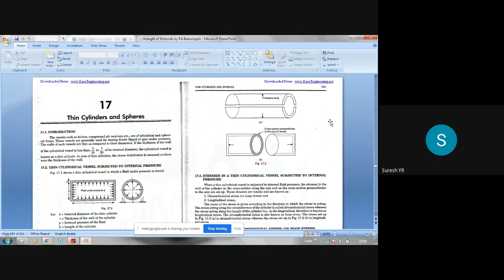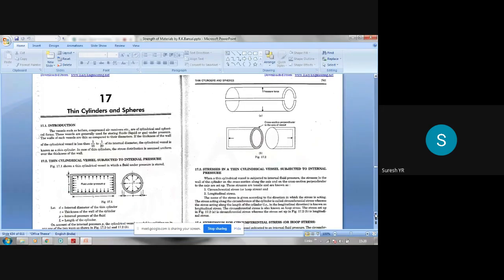So in the case of thin cylindrical vessels, two types of stresses will develop. One is circumferential stress, which acts along the circumference, also called the hoop stress. Another one is the longitudinal stress. Yesterday I explained how to derive the expressions for those two.